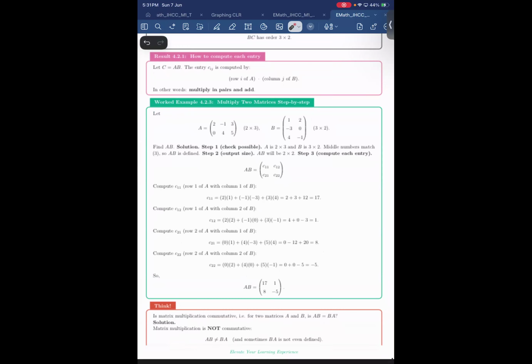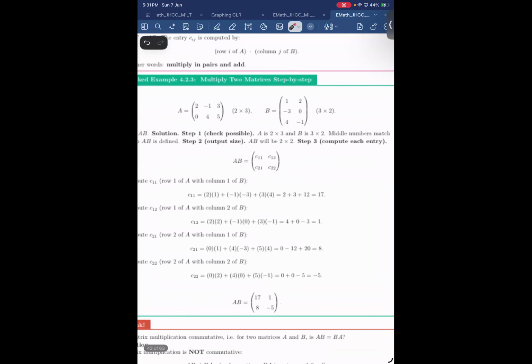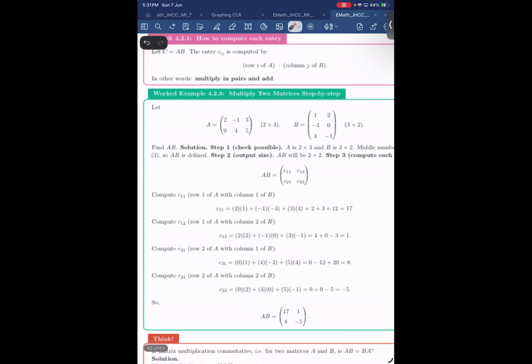The little thing here is, I can't really see the answer, but is matrix multiplication commutative? Is AB equal to BA generally? It's not. Sometimes, if you can multiply both AB and BA, they could be the same, but sometimes if AB exists, then BA cannot exist.